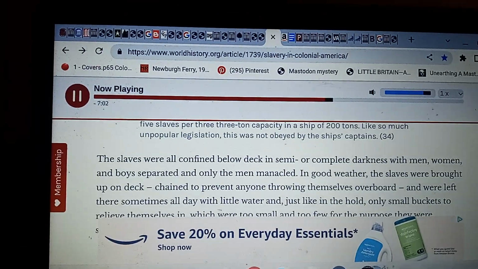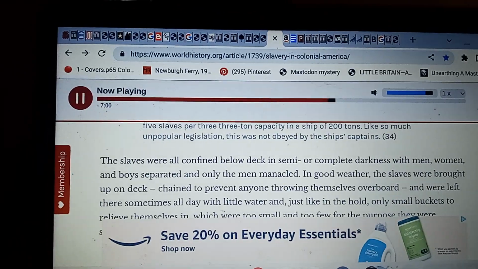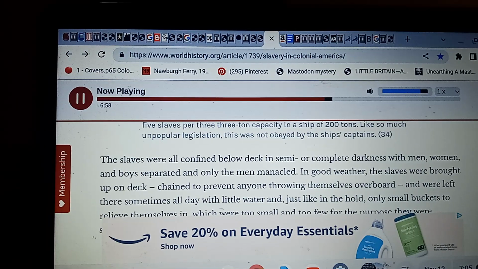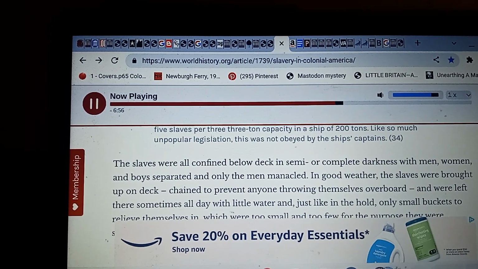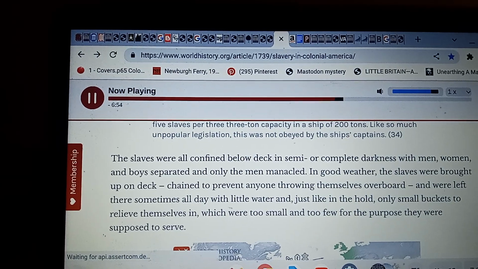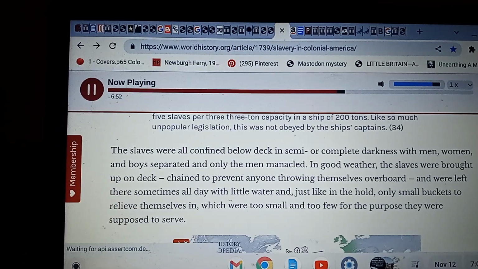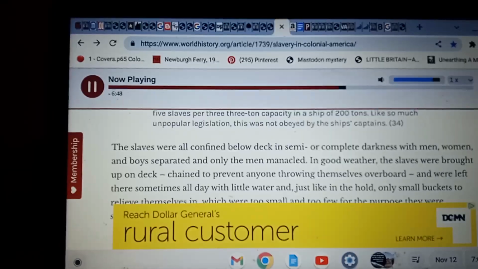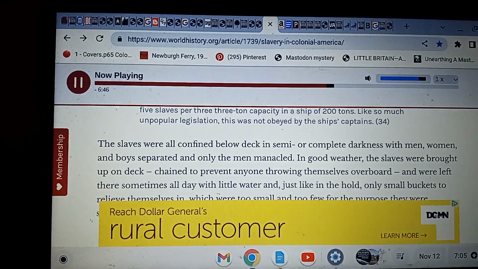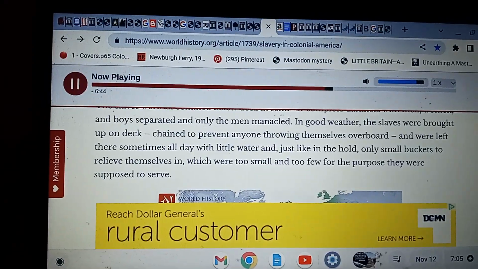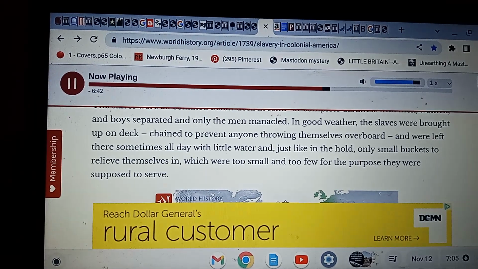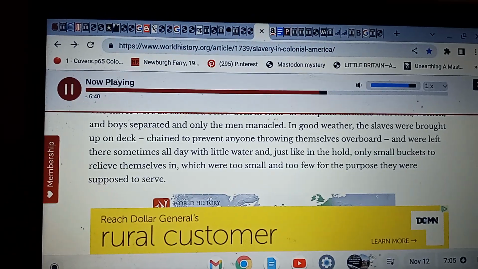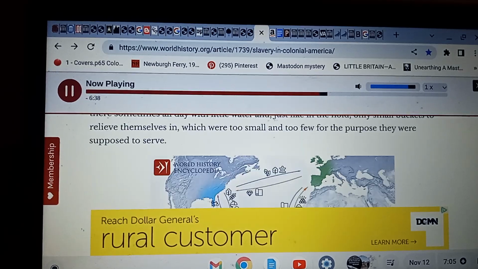The slaves were all confined below deck in semi or complete darkness, with men, women, and boys separated, and only the men manacled. In good weather, the slaves were brought up on deck, chained to prevent anyone throwing themselves overboard, and were left there sometimes all day with little water and, just like in the hold, only small buckets to relieve themselves in, which were too small and too few for the purpose they were supposed to serve.